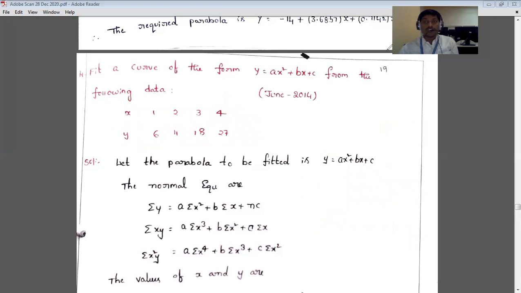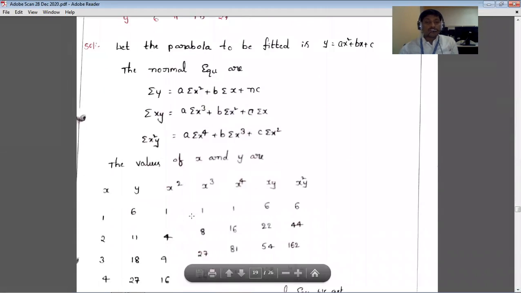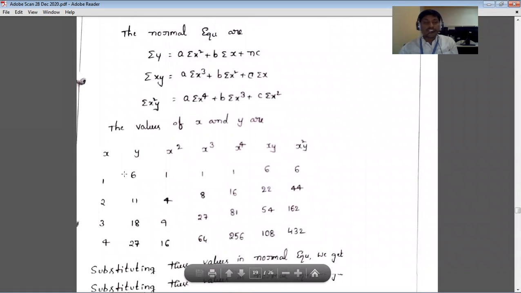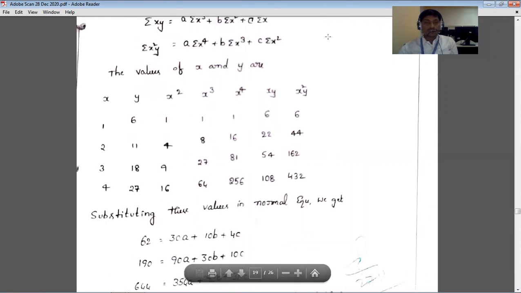See here, same process we did. So normal equations we wrote, and immediately what we calculated here: x values, y values, x square, x cube, x power 4, xy, and x square y. How we got those values? See, there it is. How we got it? So x values were already given in the problem, and y values also were given in the problem.